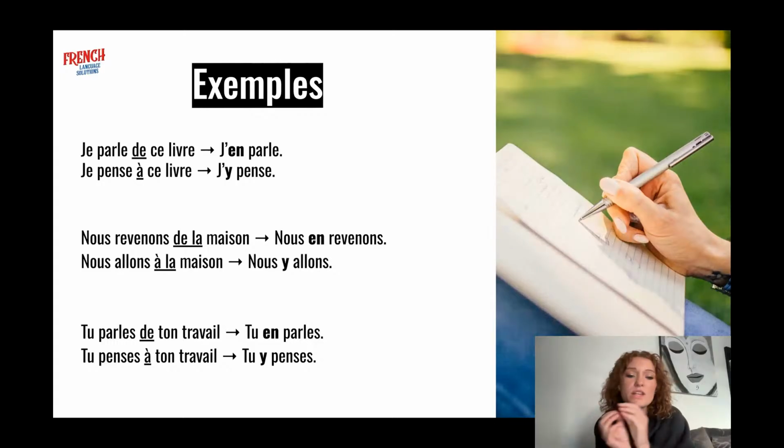So keep in mind, you always remove everything that is after your preposition. If you have de la maison, you remove everything. Do not keep maison. À la maison, same thing. Do not keep maison. You remove everything and you just place your pronoun before the verb.